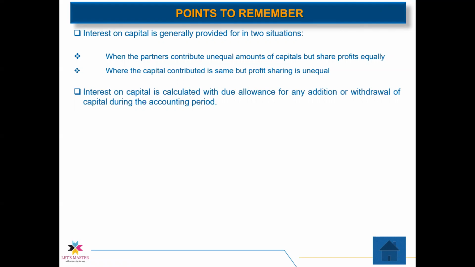The interest on capital is calculated with due allowance for additions or withdrawals of capital during the accounting period. So if you remember, when we were calculating the effective capital, we did some calculations regarding how much capital was available in the firm for usage at any given point in time. So if the amount of capital contributed by the partners keeps on changing, then you must take those changes into consideration while calculating the interest on capital.